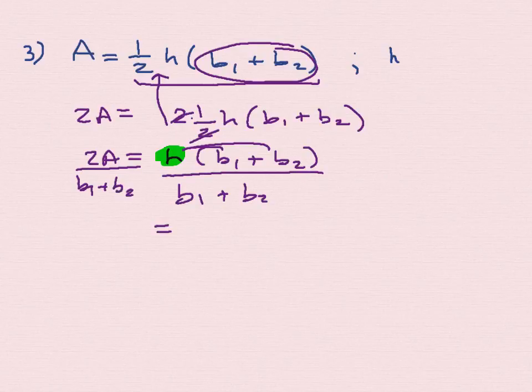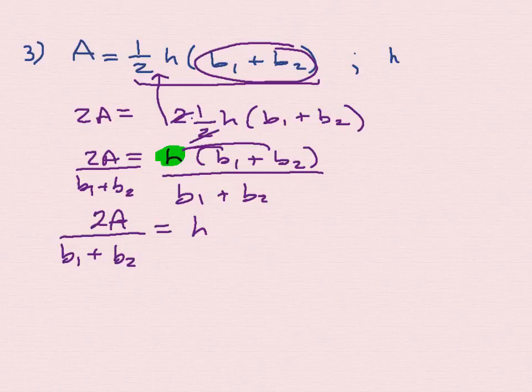And your answer is going to be the height of a trapezoid is found by taking twice the area and dividing that by the sum of the two bases. H equals 2A over b1 plus b2.